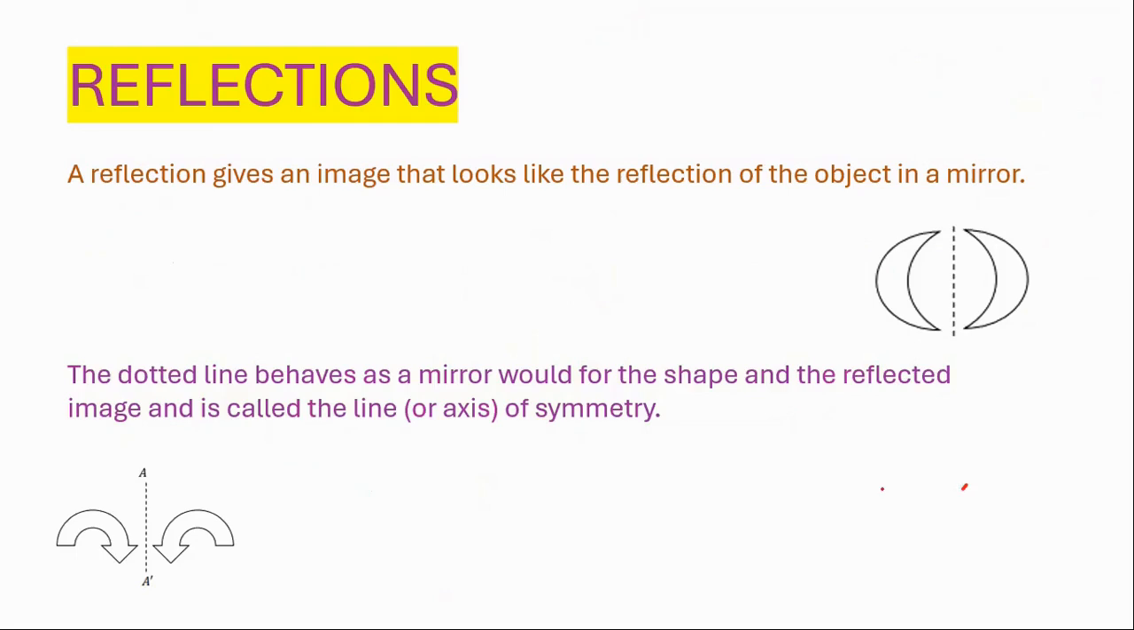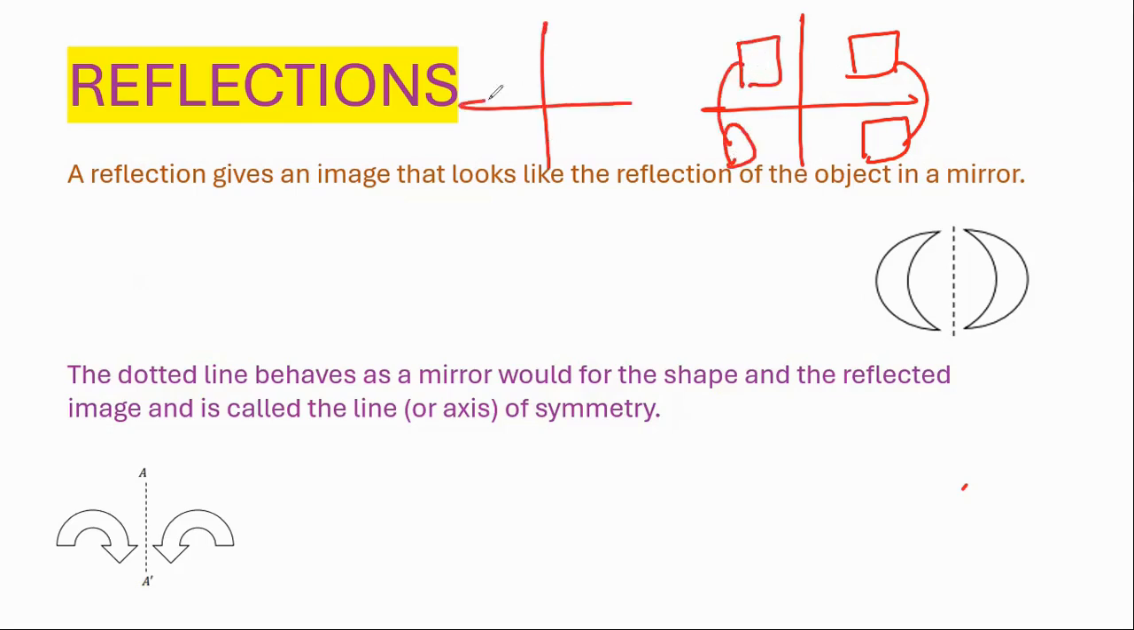I am taking the shape. Let's say, for example, if the shape is here and I am reflecting the shape across the x-axis, then it will go here. If the original shape is here, across the x-axis, it will go here. If the original shape is here and I am reflecting across the y-axis, then it will go here. If the original shape is here, then it will go here.